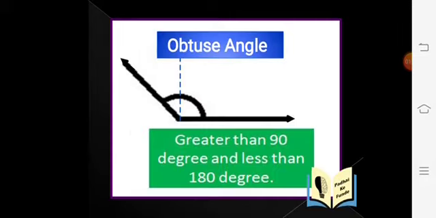The next type is obtuse angle. As here we can observe that the given angle is greater than 90 degree. So the angle that measures greater than 90 degree and less than 180 degree is called as obtuse angle.